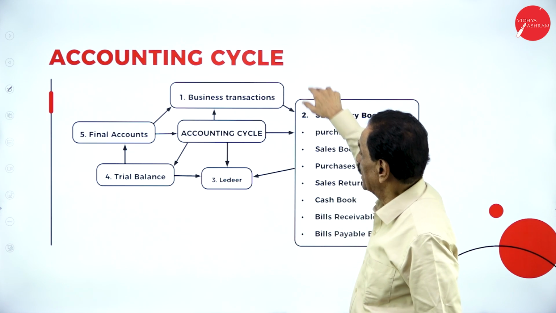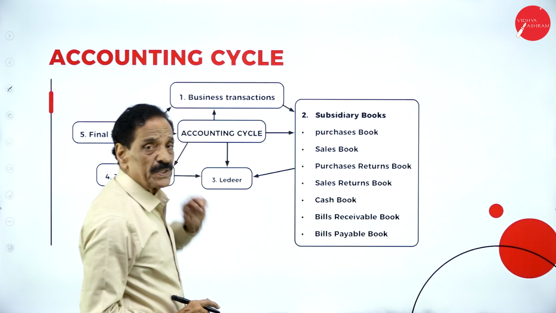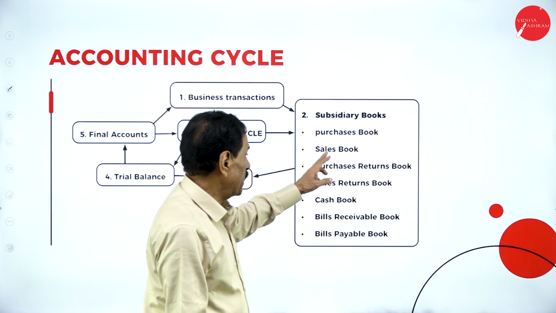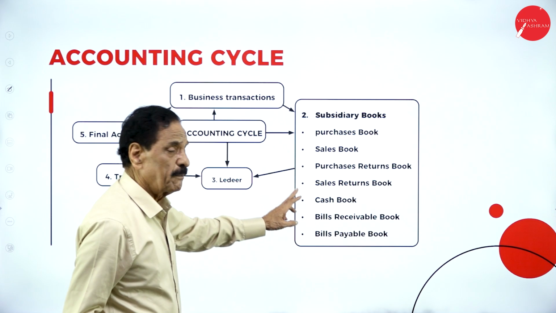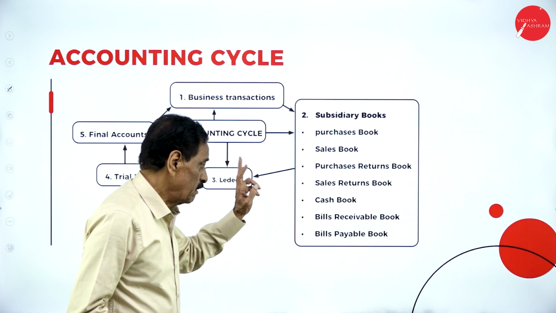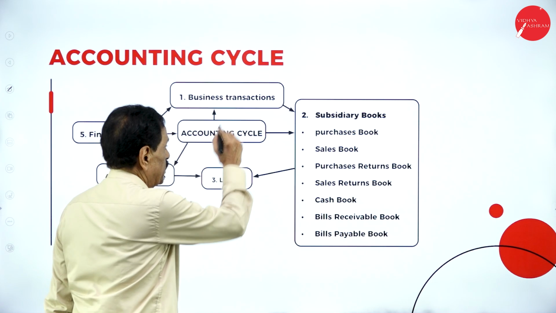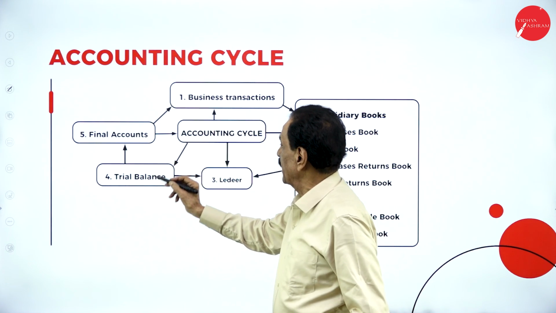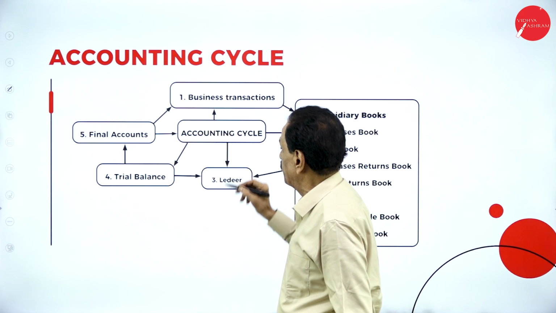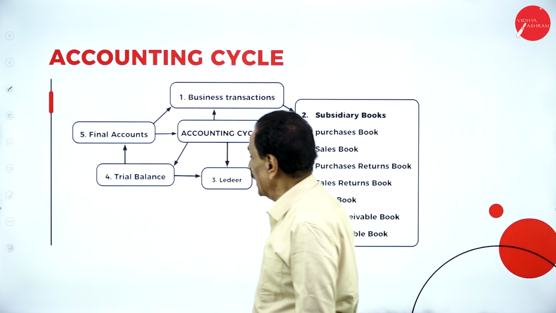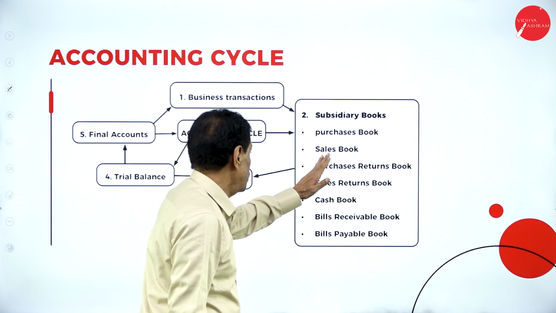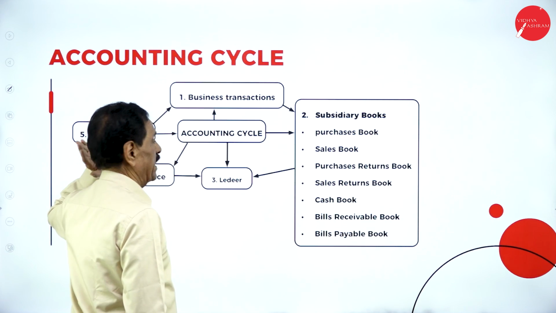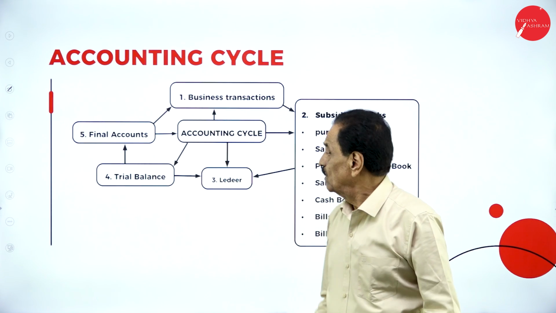We move on to the accounting cycle. First, we have a business transaction. Then it is entered into the subsidiary books. What are the subsidiary books? Purchase book, sales book, purchase return book, sales return book, cash book, bills receivable book, bills payable book. From subsidiary books it goes to the ledger, ledger to trial balance, then to final accounts. This is our accounting cycle. What is the first one? Business transaction. Business transaction goes to subsidiary books, subsidiary to ledger, ledger to trial balance to final accounts. If you are asked about the business cycle, you have to write this.